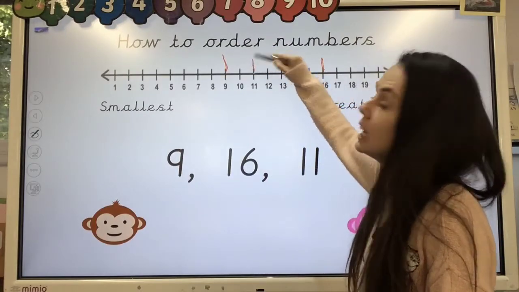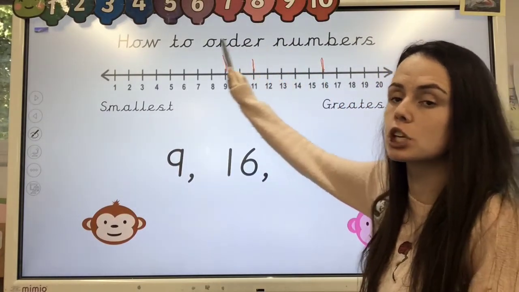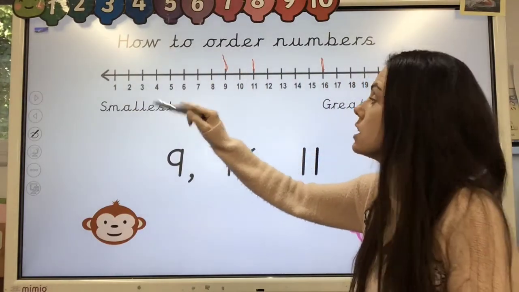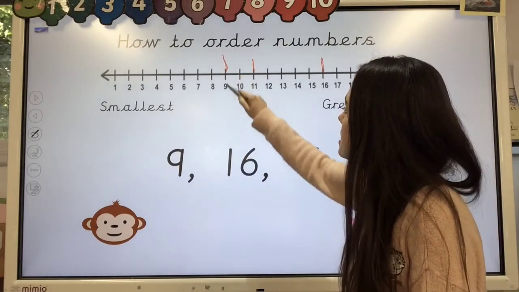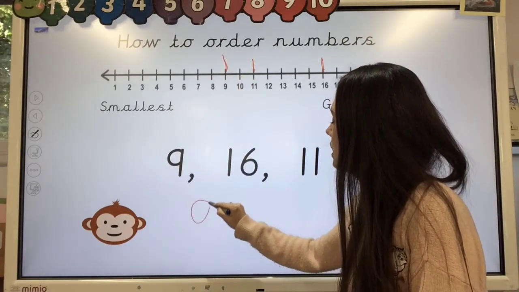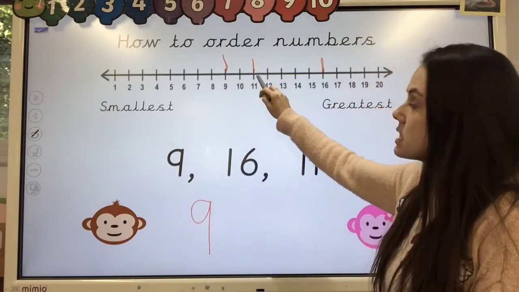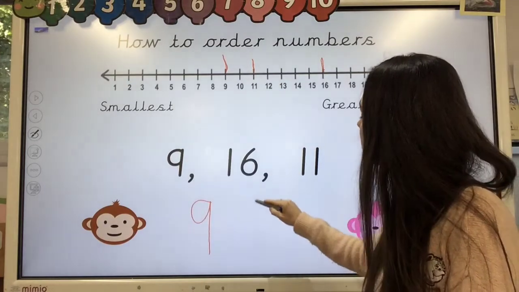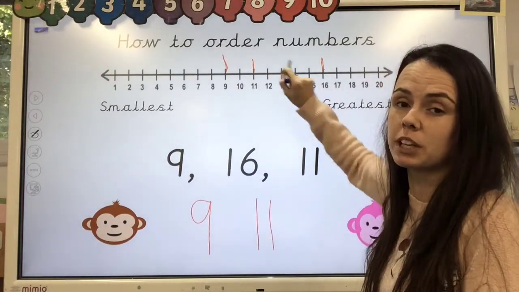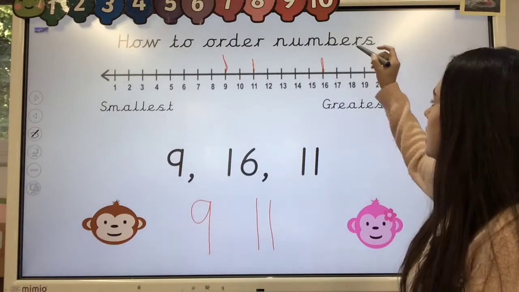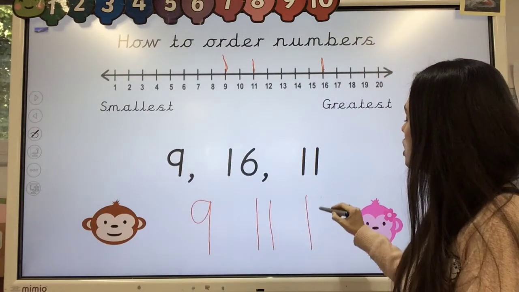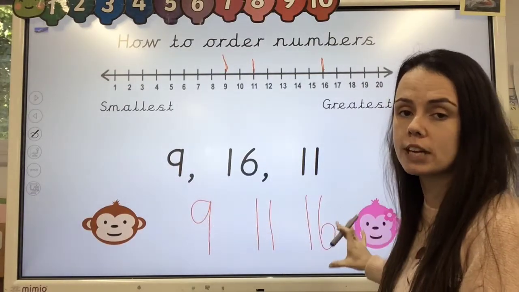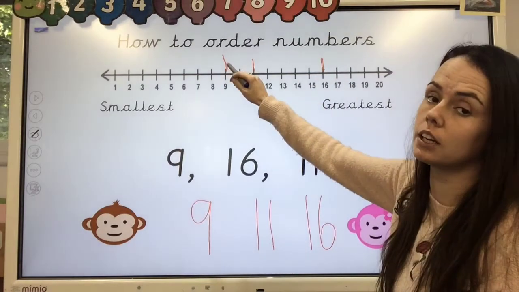11 is here. Now what you can see is the number that's closest to 0 is our smallest number, because it's closest to the end. So that is number 9. Our smallest number is 9. Then our next number along is 11, which is our middle number today. And our biggest number is the one that goes furthest along the number line, and that is 16. So we've put our numbers in order from smallest to greatest by using our number line. Great work.